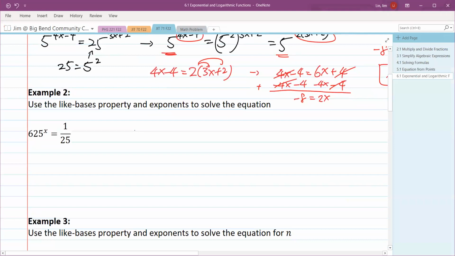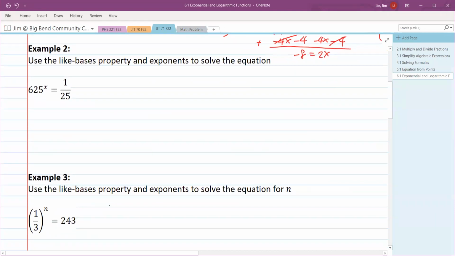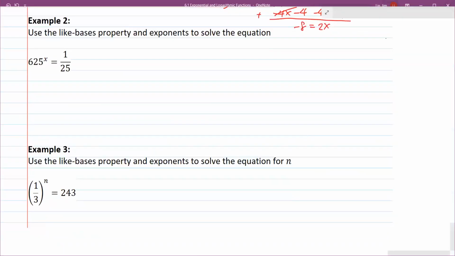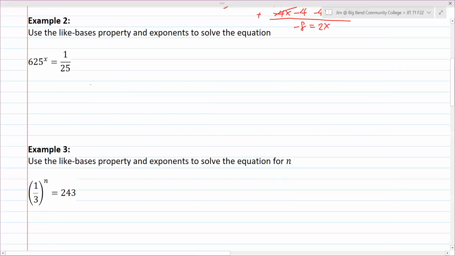And next, use the like base property and exponents to solve the equations. Sometimes you'll have the statement in this way, and that means you do have to apply this property to find an answer. So let's see how to deal with this tricky one. We have two bases. We have 625 and another one is 1/25. They don't match at all. So what should we do?